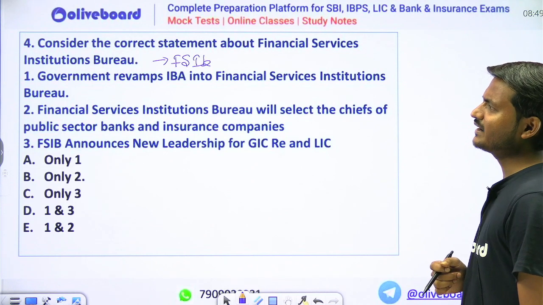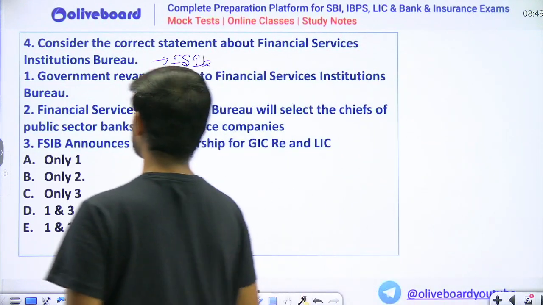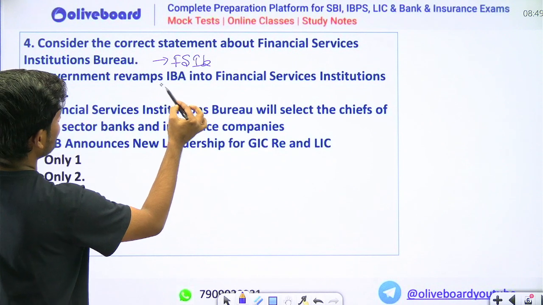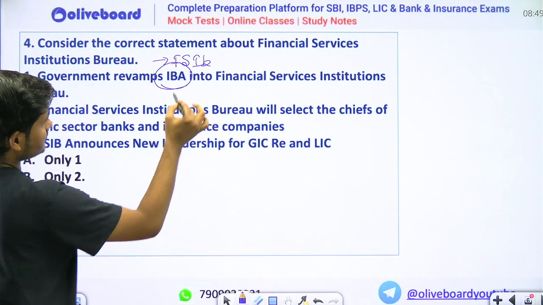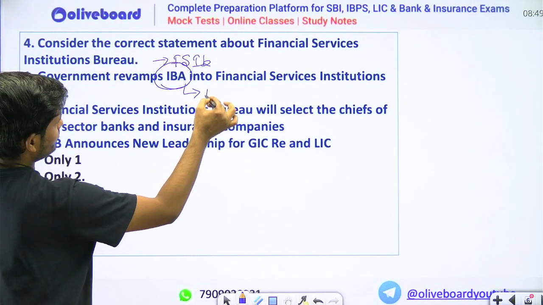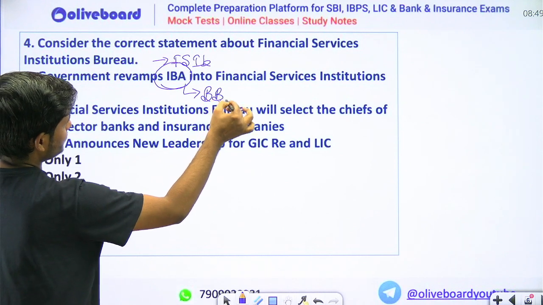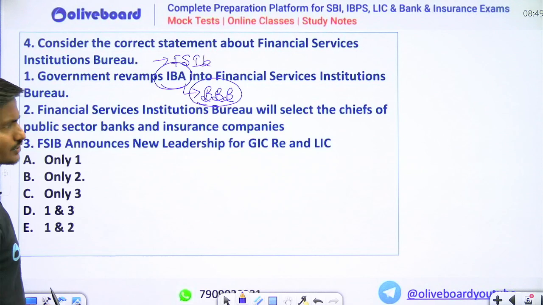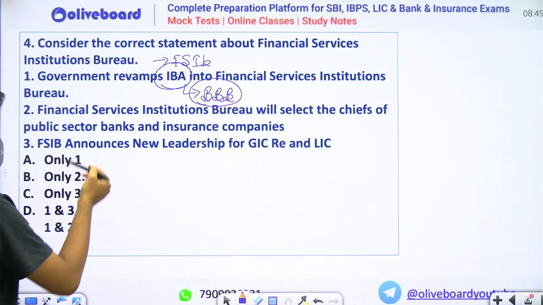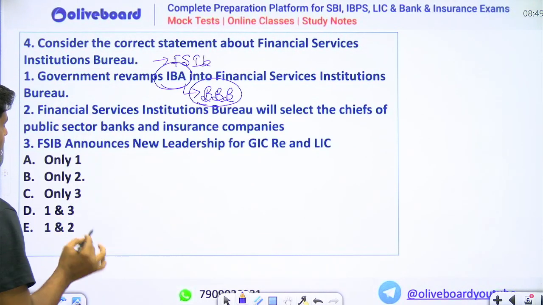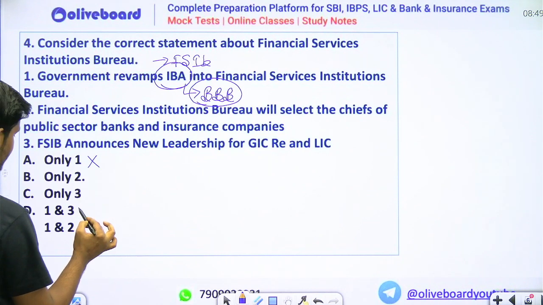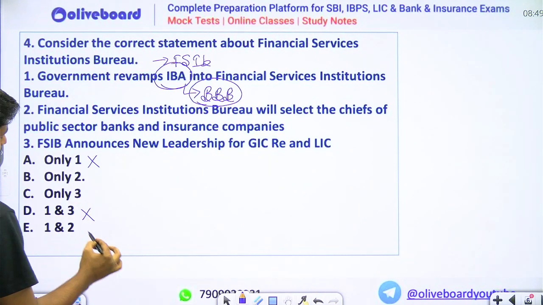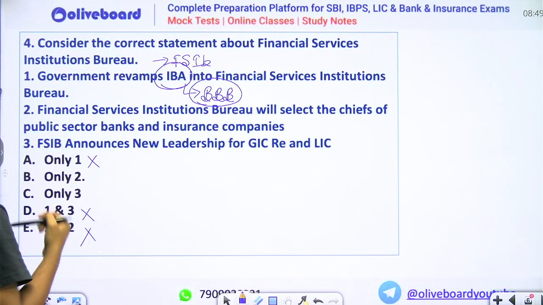Now, government revamp IBA into Financial Services Institution Bureau is incorrect because government has revamped Bank Board Bureau, that is BBB, into the Financial Services Institution Bureau. So automatically wherever option number 1 is there, it is incorrect. So 1, A got eliminated, D got eliminated, E got eliminated. Now we are left with A and C.